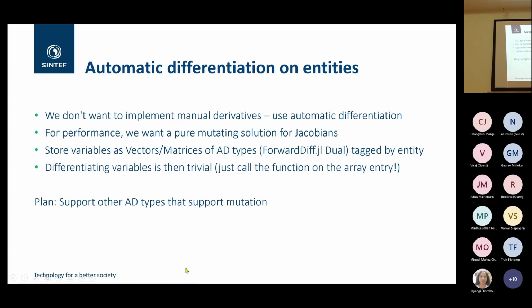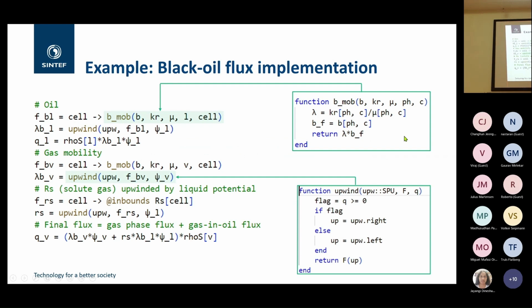So when we have variables, these are stored as arrays that are by default initialized as the ForwardDiff dual type. These are tagged by entities and contain derivatives with respect to the primary variables in the same entity, as a fixed size. It's on the to-do list to try other AD types here. But the ForwardDiff package is relatively mature and a lot in use. So this is why we use this one. Yeah, it's basically just some fluxes.